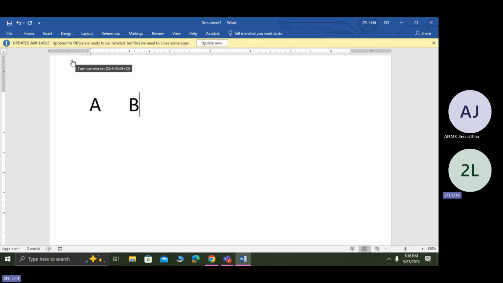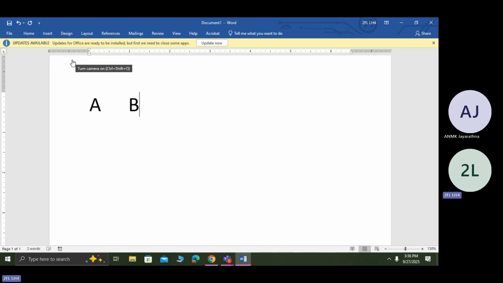Okay, then tell me, what's the first event? Event A. What is the second event? Event B. Understood? Then it means event B occurs based on event A.